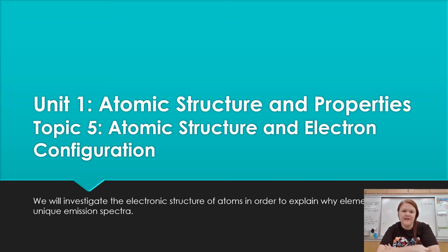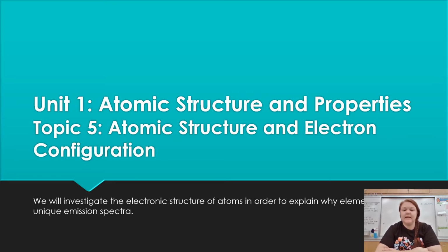Hi, chemistry friends. We are going to be taking a look at Unit 1, Atomic Structure and Properties, Topic 5, Atomic Structure and Electron Configuration. So you have done some review from Honors Chem with electron configuration and some review on some basic atomic structure. We're going to take that and add to it the new topics that apply for our class.